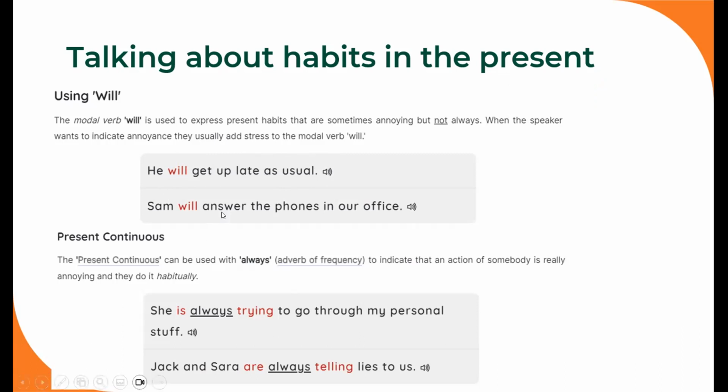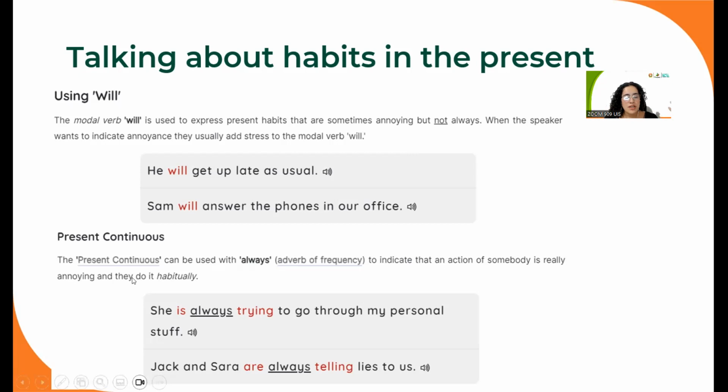Sam will answer the phones in our office. This is not talking about the future. It's talking about her job. So it becomes a habit, a routine, no? She will answer the phones in our office. So we can use will.